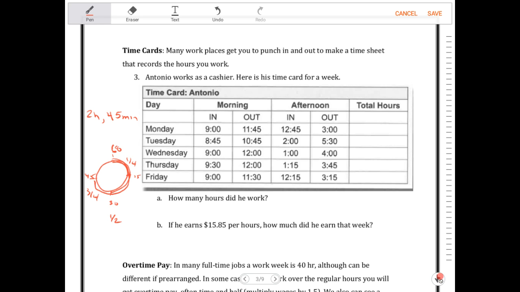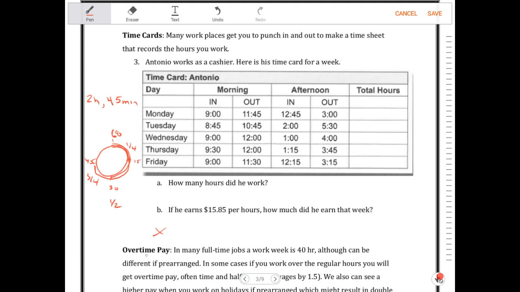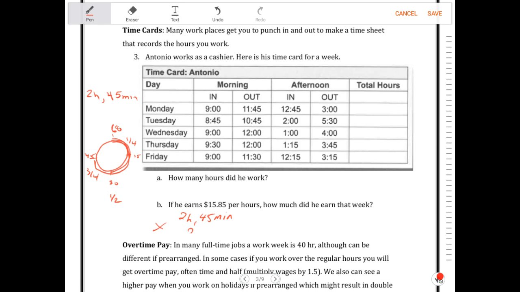So I'm looking at Monday, okay? And I'm just going to do it down here. So you can see that in the morning it was 9 to 11:45. That was 2 hours and 45 minutes. Now, when you write that in fraction form, that should be 2 3/4 hours. Then I'm now looking here, okay, at this part. So that's 2 hours and 15 minutes.